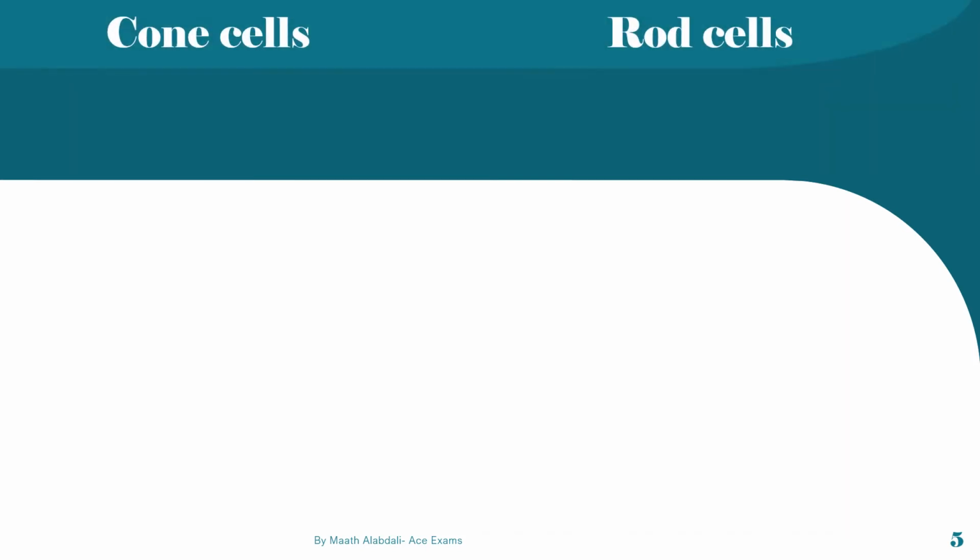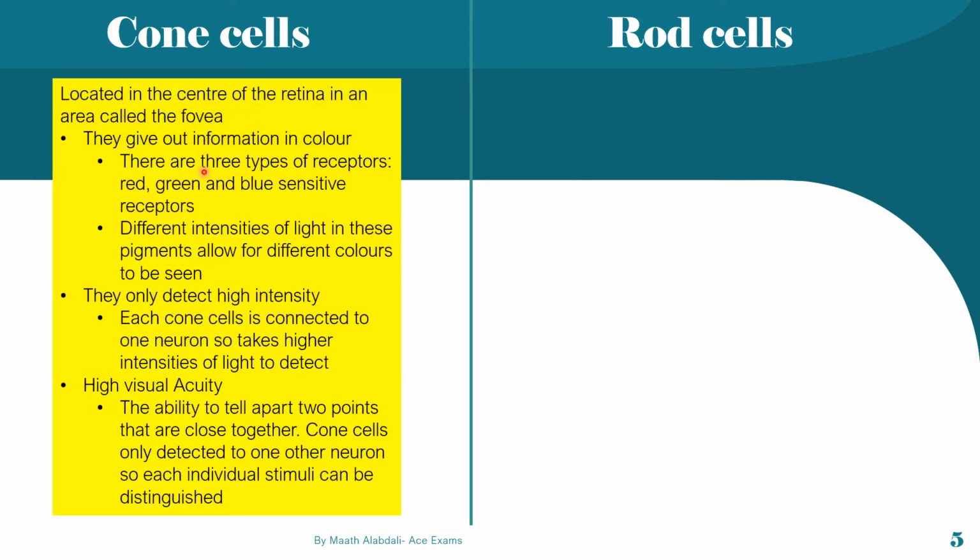So basically there are two types of photoreceptors, as I explained in the last slide. There are the cone cells and the rod cells, and of course they have differences. The cone cells are located in the center of the retina, in an area called the fovea. And they give out information in color.